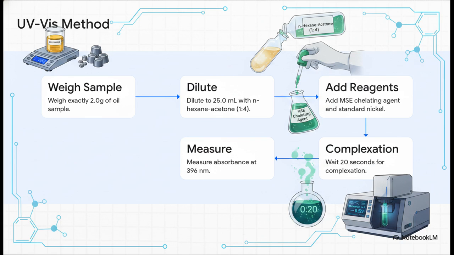We then add our MSC chelating agent and a standard nickel addition. And here is where the magic happens. We wait a mere 20 seconds for the complexation to occur. Just 20 seconds. Finally, we measure the absorbance at our chosen 396 nanometers against a reagent blank.